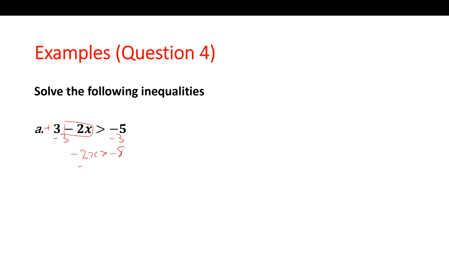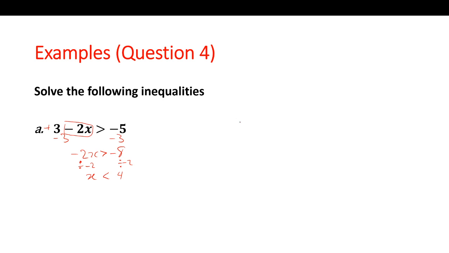Now we're going to divide both sides by -2 because that's what we've got. We've got -2 times x, so the opposite of timesing by -2 is dividing by -2. So -2 divided by -2 leaves me with x, and -8 divided by -2 is 4. But because we've divided by a negative, we need to switch the way that the sign's facing. So because -2x is greater than -8, then x must be less than 4.